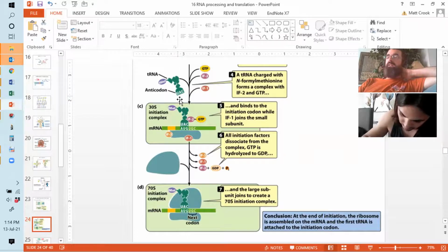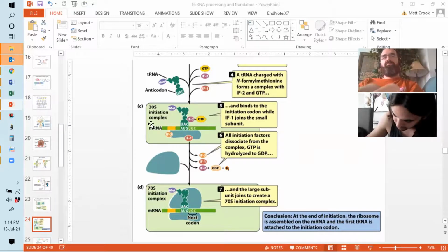Once that tRNA is brought in, that GTP gets hydrolyzed to GDP. Right, so it's spent, it doesn't contain useful energy anymore. Same as ADP, essentially. And that causes all those proteins to fall off, and now the large subunit can assemble.